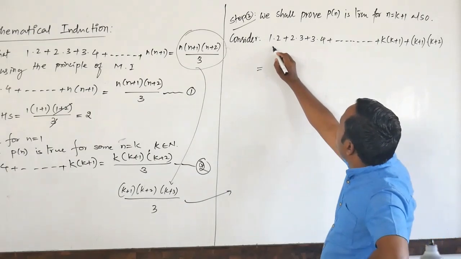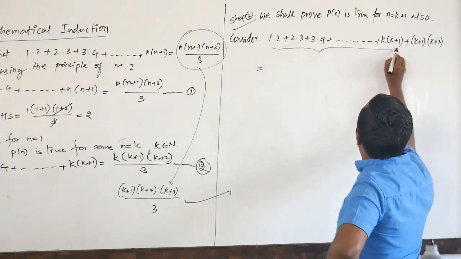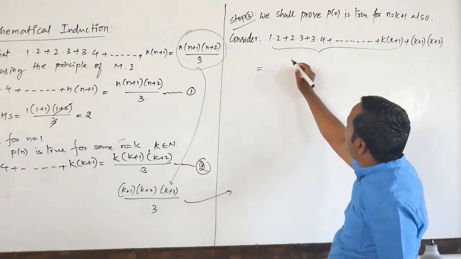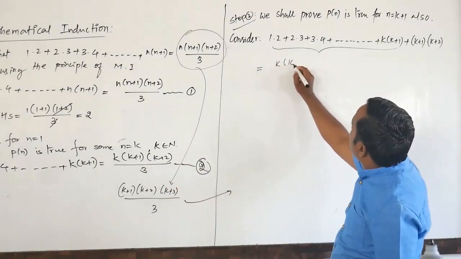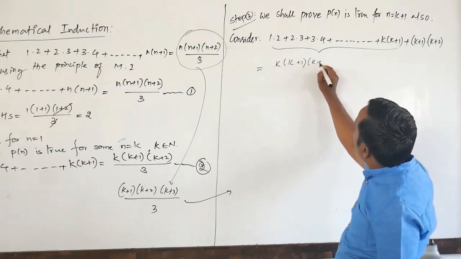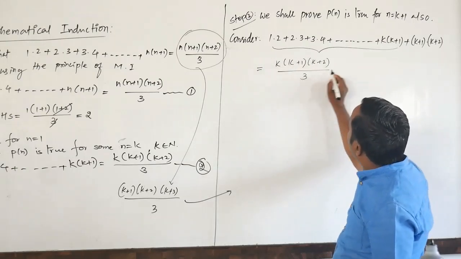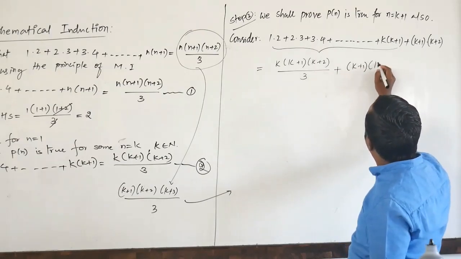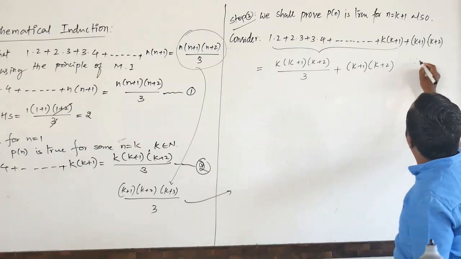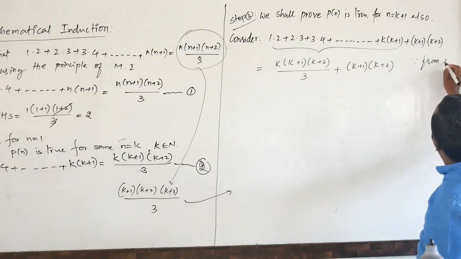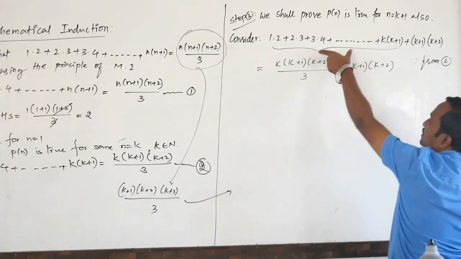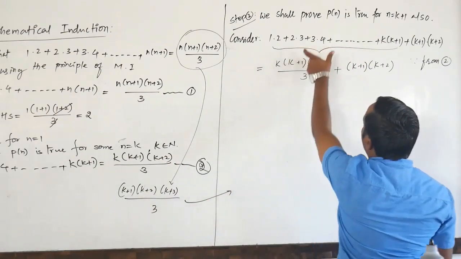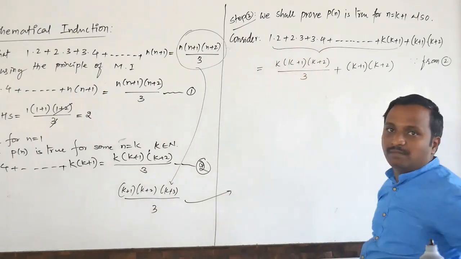So just to take this from 2, I conclude it is true. It is nothing but, from 2, I can write k into k plus 1 into k plus 2 divided by 3, plus this one keep the term as is, k plus 1 into k plus 2, because from 2 I have written this step. From the second equation, this is nothing but k into k plus 1 by k plus 1 into k plus 2 by 2.